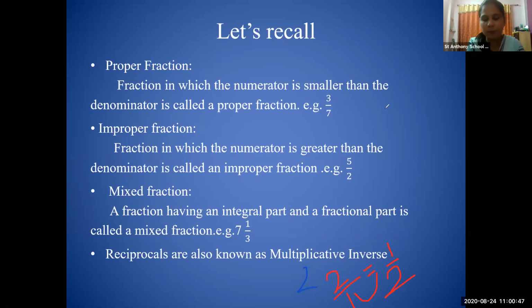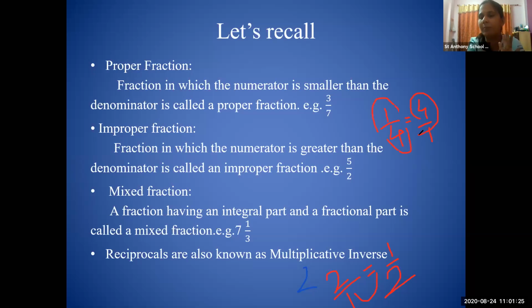Now if 1 upon 4 is there, what will be the reciprocal of 1 upon 4? It is 4 upon 1, right? The inverse of 1 upon 4 is 4 upon 1. The multiplicative inverse of any number is known as its reciprocal. So the reciprocal of 1 upon 4 is 4 upon 1.